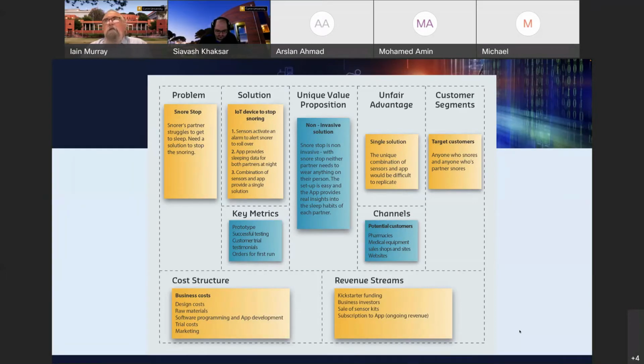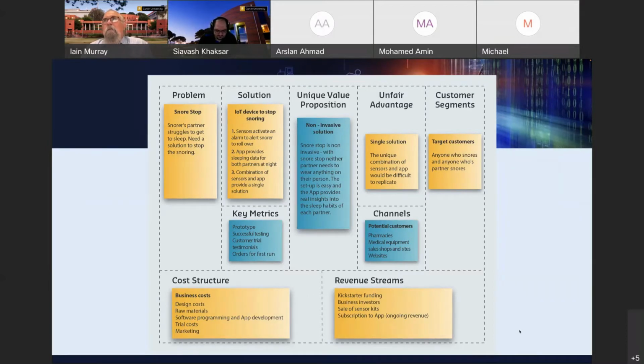It's very simple, straightforward: this is a problem, this is what we're going to solve. Doesn't go into too much detail, doesn't try to do everything for everyone. It is the problem we are trying to solve, and very focused. Again, it's to try and get that limitation on scope creep. Our solution is going to be a sensor that activates an alarm to alert a snorer to roll over.